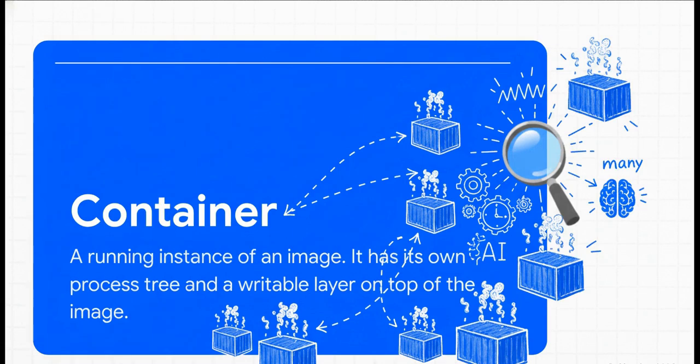And then you've got the container. So if the image is the blueprint, the container is the actual house built from that blueprint. It's the live, running instance of your application. And the really cool part is you can spin up hundreds of identical houses from that one single blueprint.